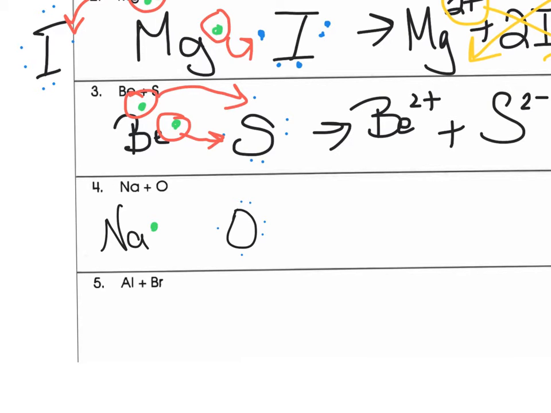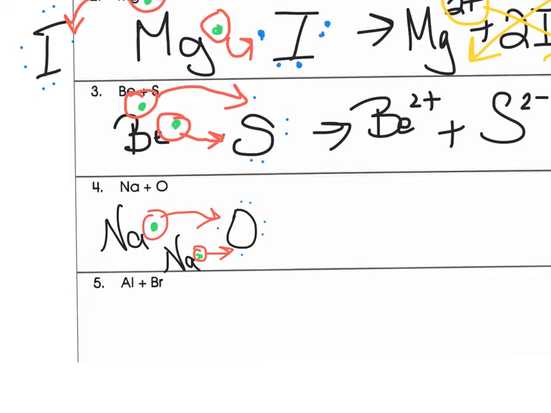So sodium can give up its electron to oxygen, but oxygen's not satisfied with just one. He's still got another electron he needs. So what you're going to have to do is add another sodium in order to finish that bond.